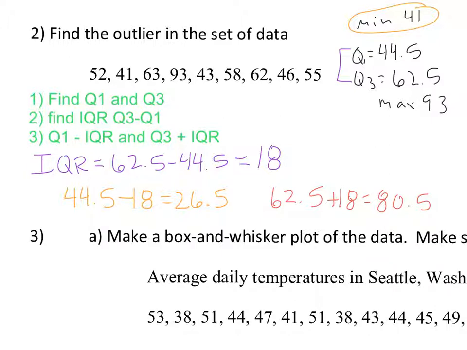So when I look at my data, I have only one outlier. So this right here is my outlier, just 93. So 93 is my answer because that is my outlier, 93.